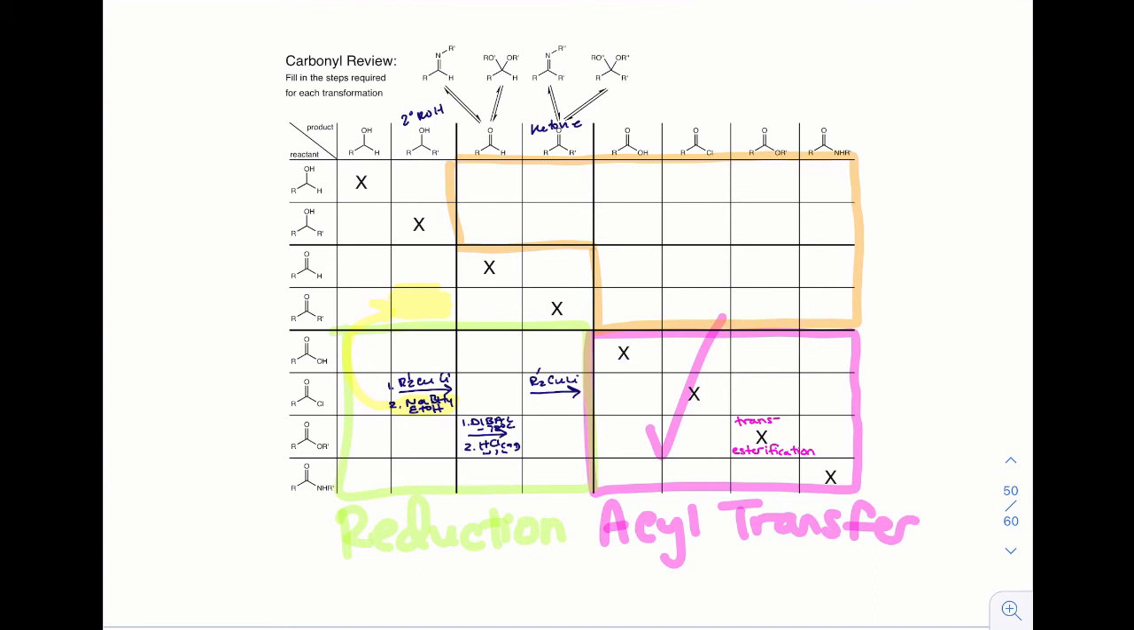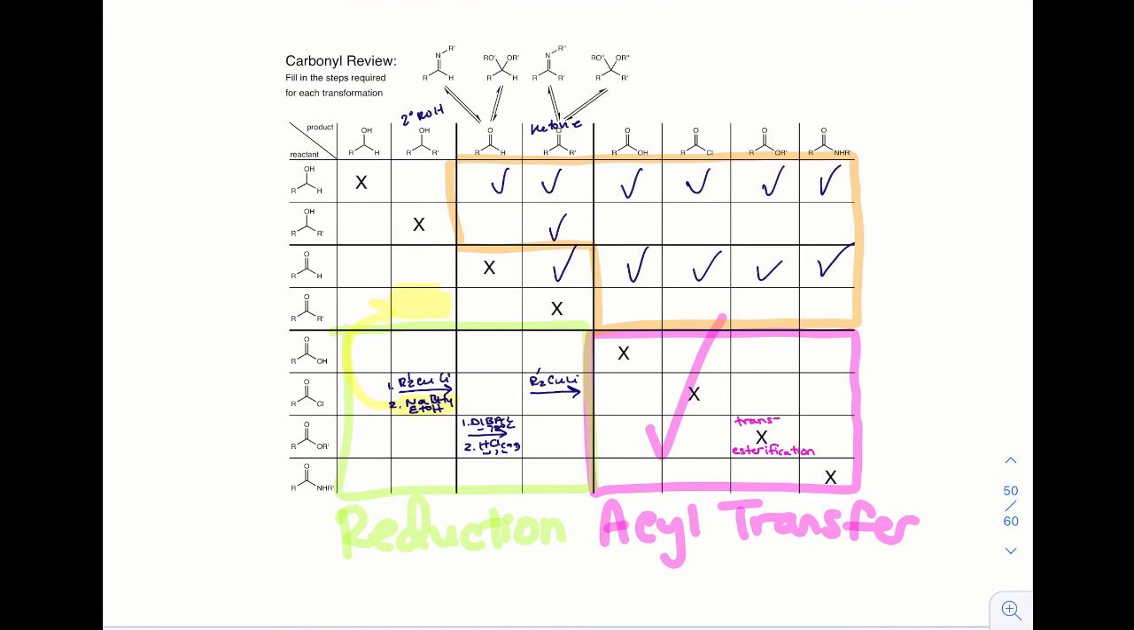So you could ask yourself, which of these do I know how to do? If you want, please pause and do that. But I'll tell you, these are the ones that you already know how to do. All these transformations of primary alcohols to all the different acid derivatives, you've got it. Aldehydes, you can convert those to ketones, you can convert those to all the acid derivatives, you're good.